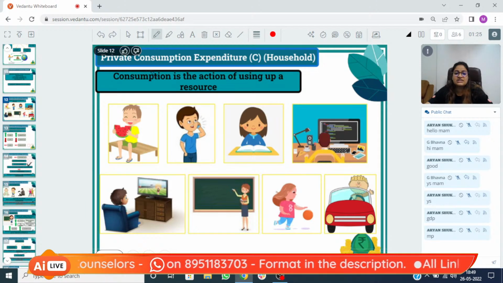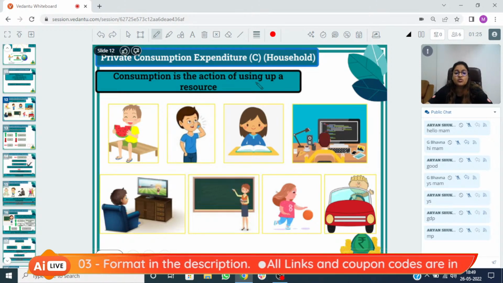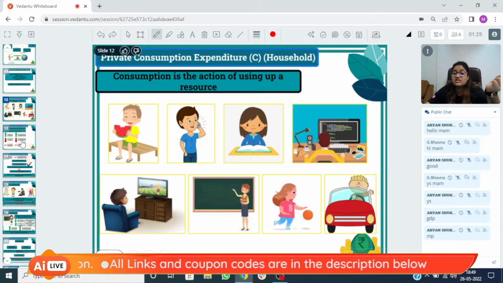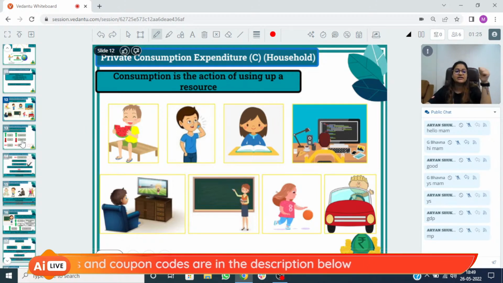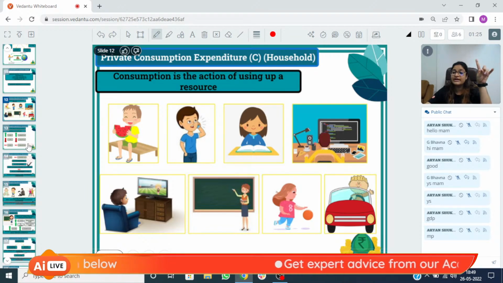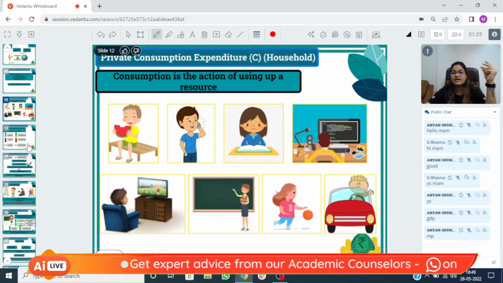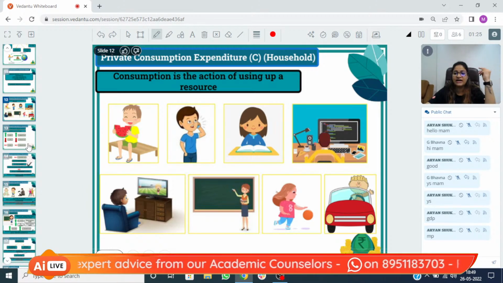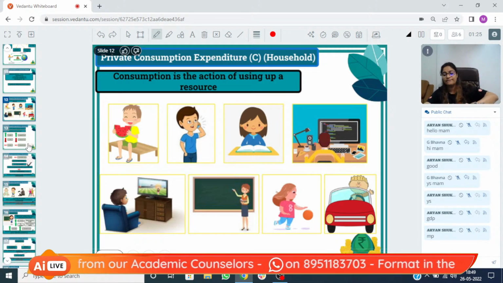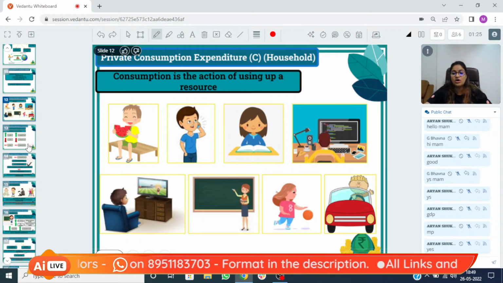Now consumption is okay, what is consumption? Consumption is the action of using up a resource. Correct? So our consumption is dependent on income. Higher the income, higher the consumption. Lower the income, lower the consumption. Zero the income, zero the consumption. True or false? Income ज़्यादा, consumption ज़्यादा, income कम, consumption कम. अगर income zero तो consumption भी zero. True or false?